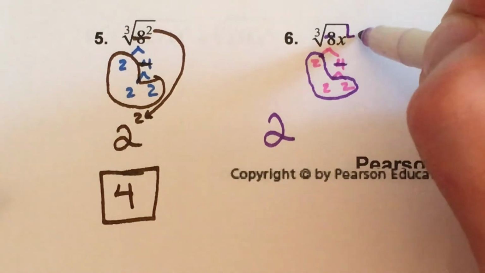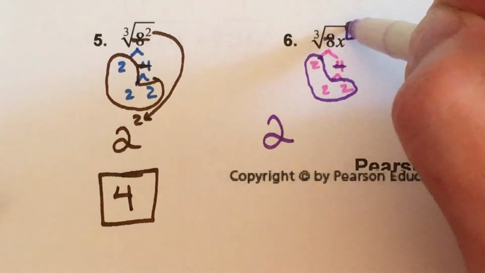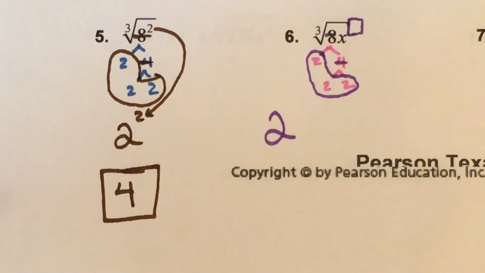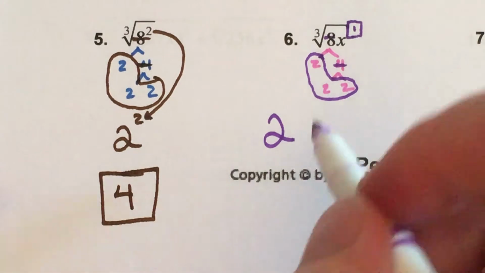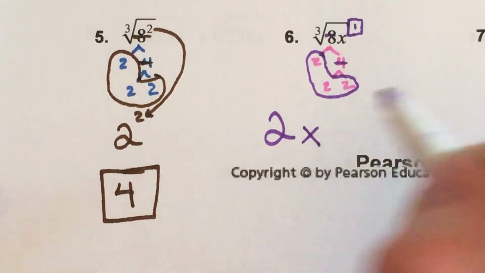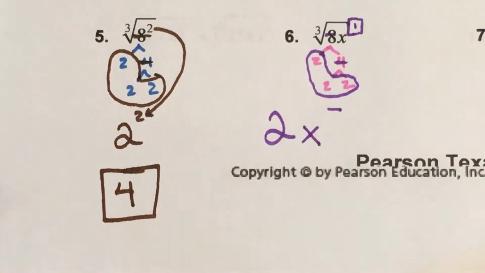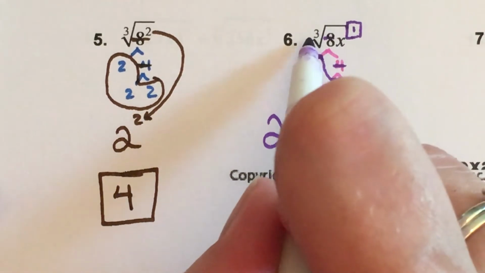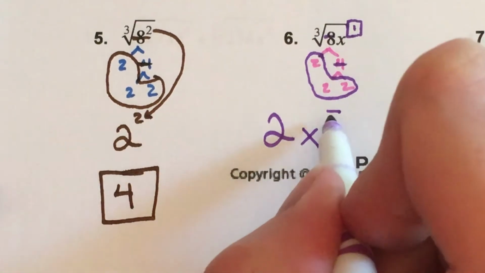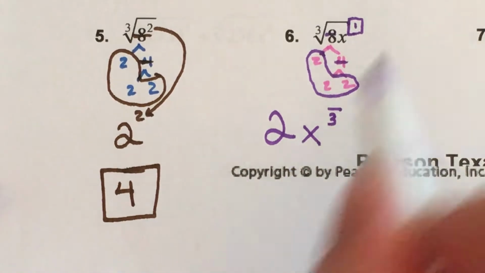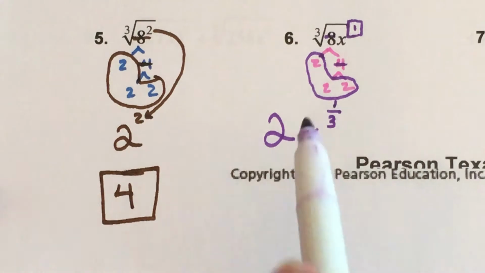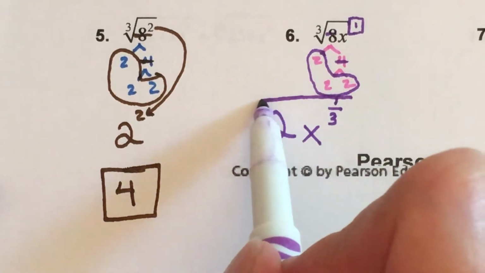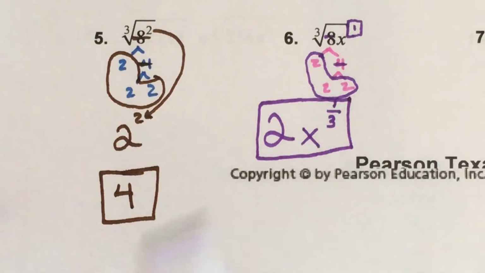What exponent is right here when nothing is showing? That's right, it's a 1. So this becomes x to the, there's a fraction. The root value goes in the denominator. The exponent here, the numerator. And that is your final answer.